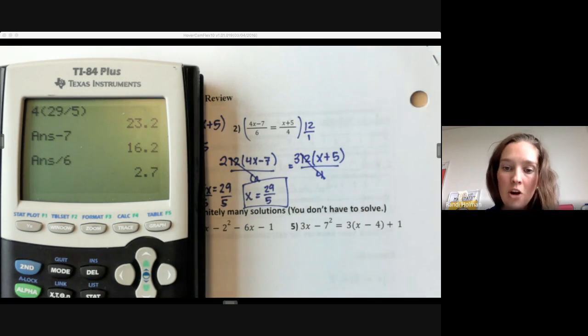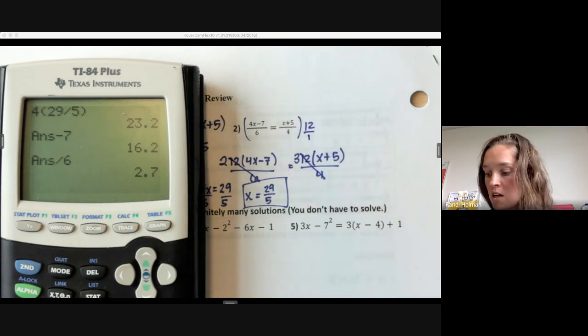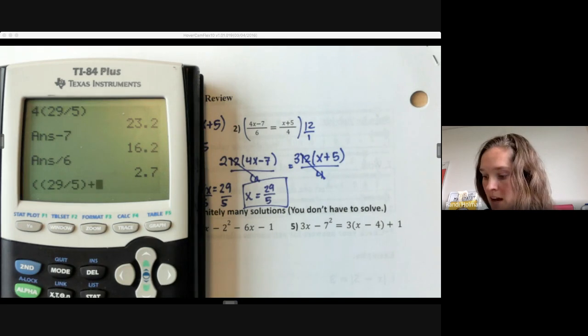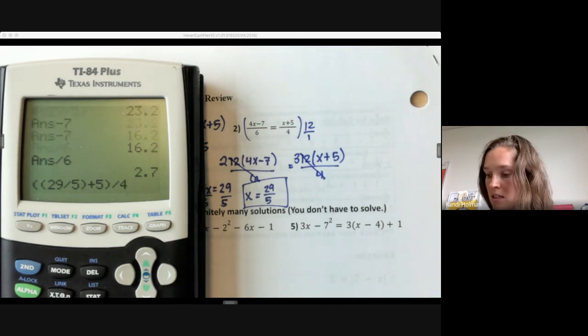Your other option, rather than doing each operation individually, is to make sure you put parentheses where you need them. So remember, this fraction bar says do this subtraction first. So anything you're plugging in, put in parentheses: 29 fifths plus 5, that's my numerator, divided by 4, that's my denominator. If you had more than one thing in your denominator, you'd also need to put that in parentheses.